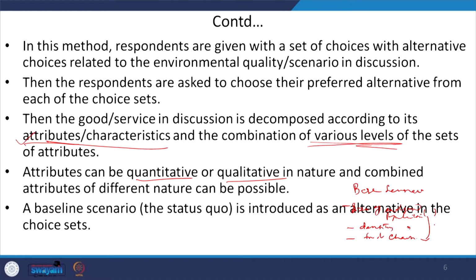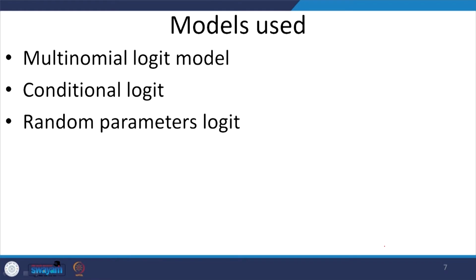And always remember that in understanding this choice experiment, we need to create the very original one, that is the status quo, which is also known as the baseline scenario. What is there originally right now? And we are comparing this original with some hypothetical scenarios that could come about if some intervention is there. So, we are comparing. For that reason, this status quo is introduced as an alternative in the choice sets that we are creating.